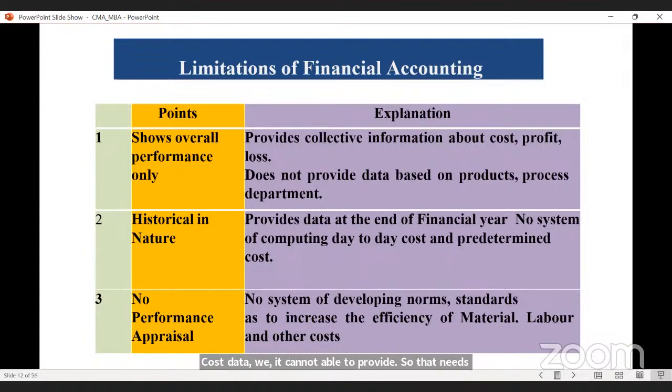Again, there is no performance appraisal. That means no system of developing norms and standards to increase the efficiency of material, labor, and other costs. Simply, it will give you the overall picture. If you want to fix any norms or standards for any component of cost, like material cost, labor cost or other costs, you cannot get the information. It cannot provide performance appraisal. Let's say in our production process the material cost is high. How to reduce the material cost? How to reduce the wastage of material? No norms, no standards will be provided. So that is also another limitation of financial accounting.